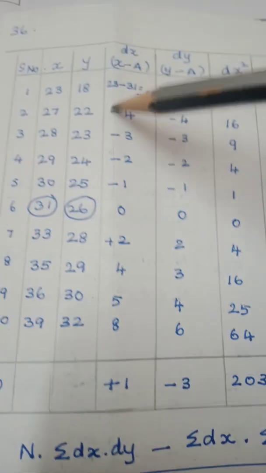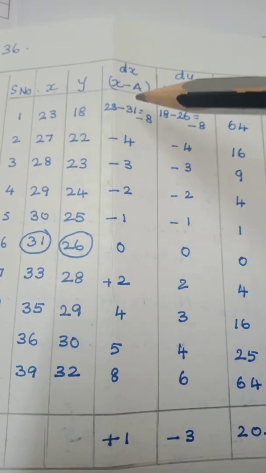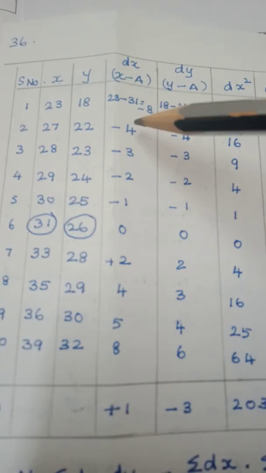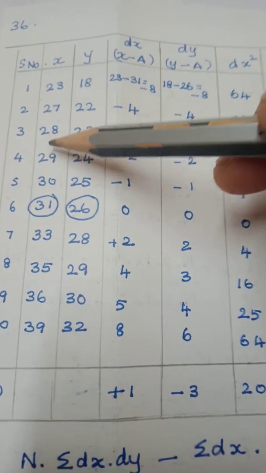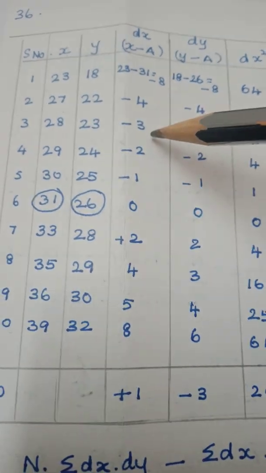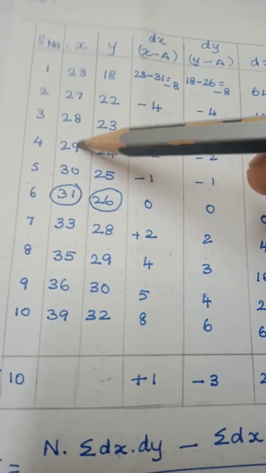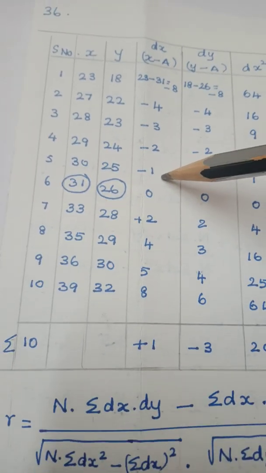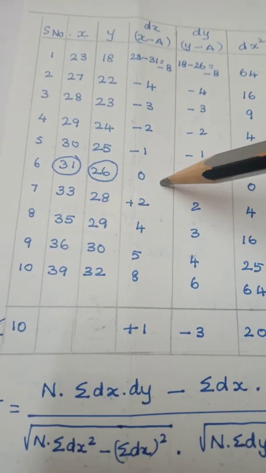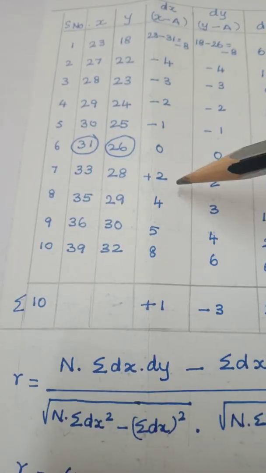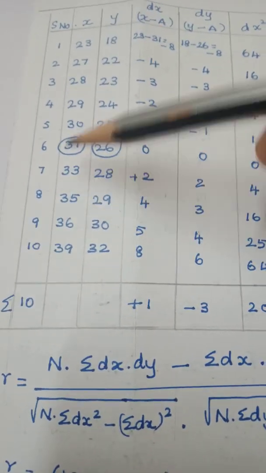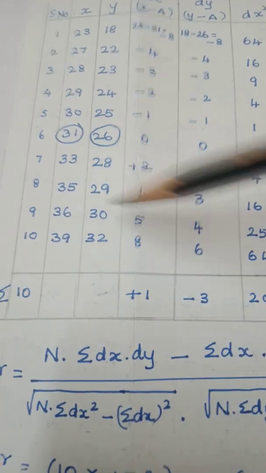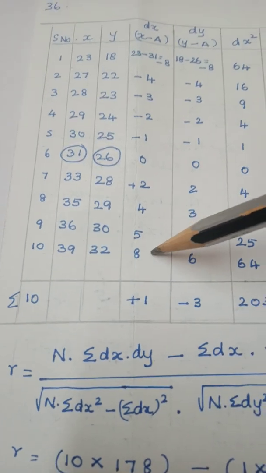Now, 23 minus 31, you get here minus 8. 27 minus 31, you get minus 4. 28 minus 31, minus 3. 29 minus 31, it is minus 2. 30 minus 31, it is minus 1. 31 minus 31, it is 0. 33 minus 31, it is plus 2. 35 minus 31, it is plus 4. 36 minus 31, it is plus 5. 39 minus 31, it is plus 8.